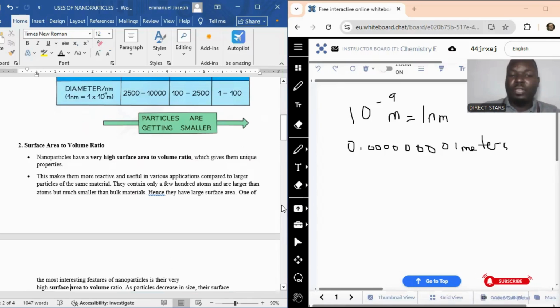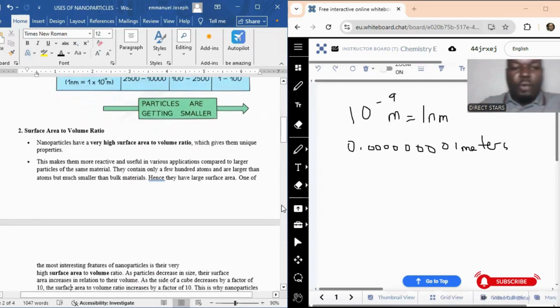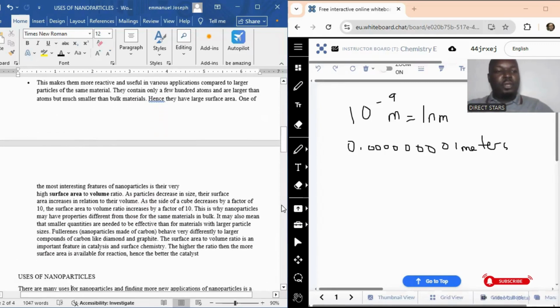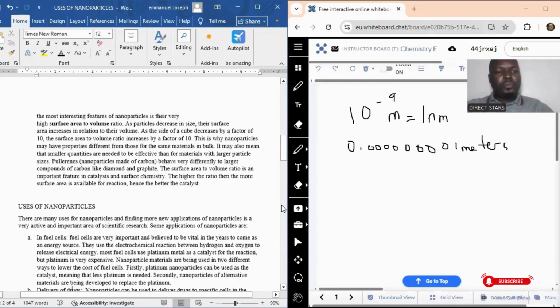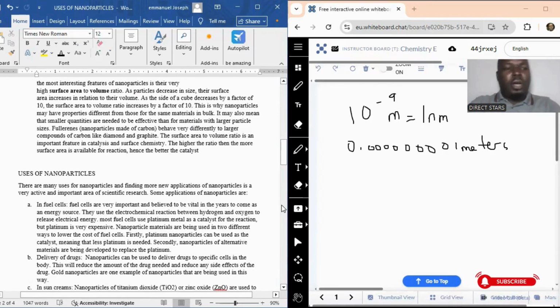That means they contain only a few hundred atoms and are larger than atoms. But actually they are smaller than the bulk materials that we studied the last time. So, the uses of nanoparticles. Some examples we may come across will be your fullerenes, which are nanoparticles made of carbon.